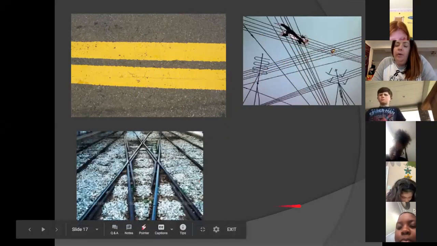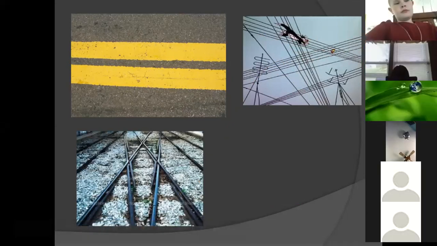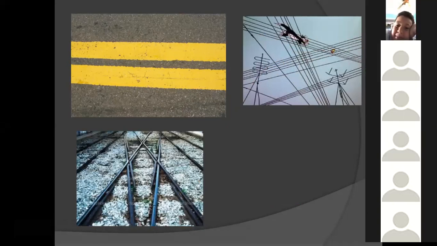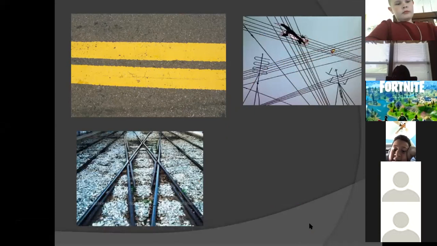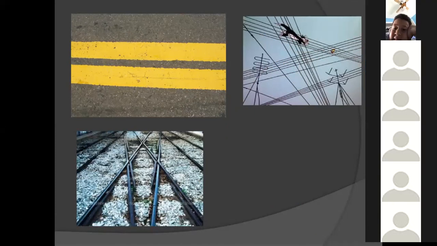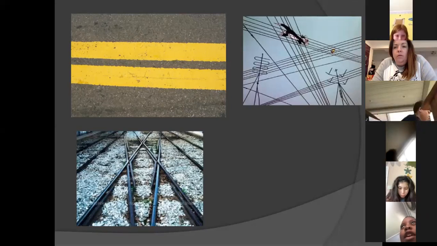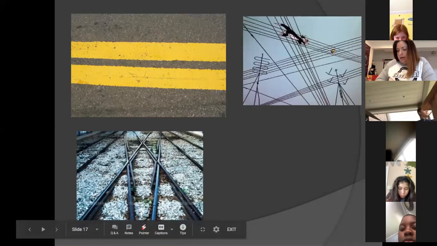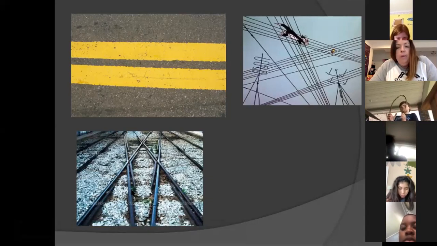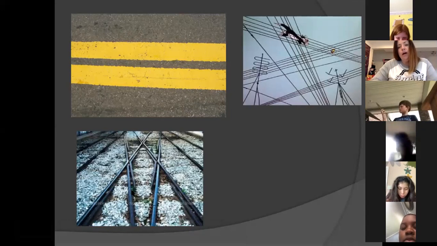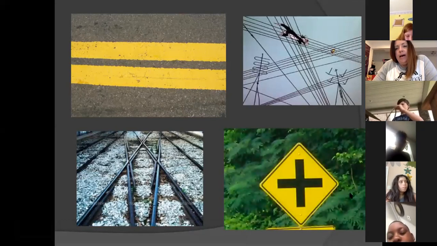Train tracks. Alice, you told me what this was. What was it? Train tracks. Train tracks. And what geometry word would we use to describe those train tracks? I forgot the name, but it's the ones that intersect. That's exactly the word, intersecting lines. Perfect word, Dallas. Right? So they're not perpendicular, they're not at a right angle, but they do cross each other. So they're intersecting. And then here is our last picture.